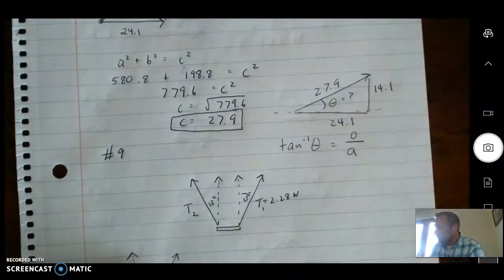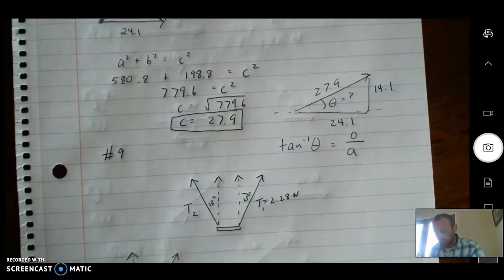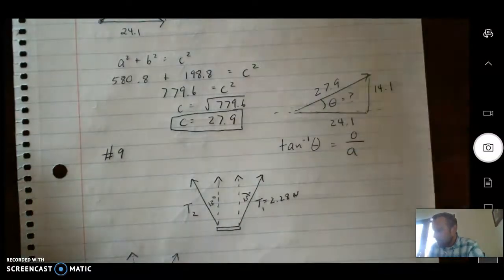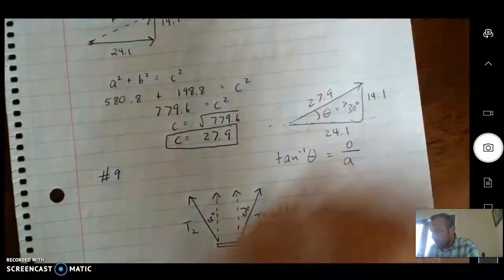And so what you do here is you'll take your opposite and adjacent legs. So my opposite leg is 14.1, and I'll divide that by my adjacent 24.1. That gives me 0.58. So on your calculator you have to find the inverse tangent function. So for me I have to do a little shift, tangent of 0.58, and that gives me my angle of 30 degrees. So that would be my final answer.